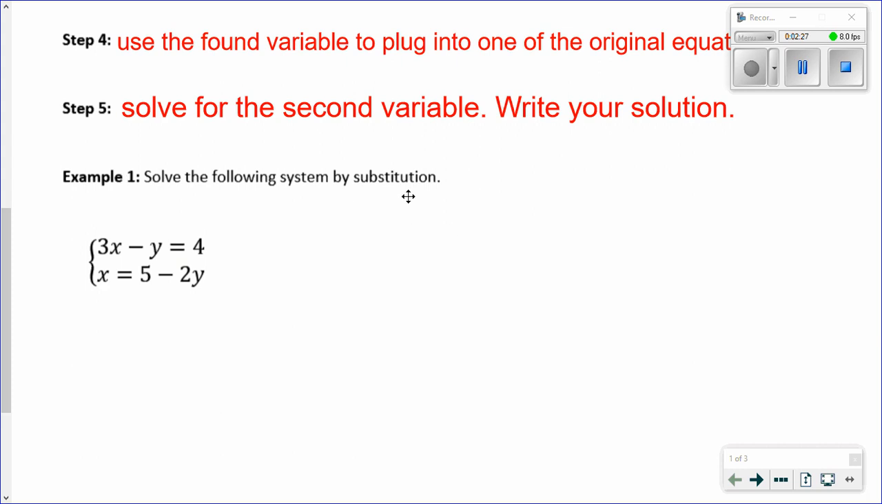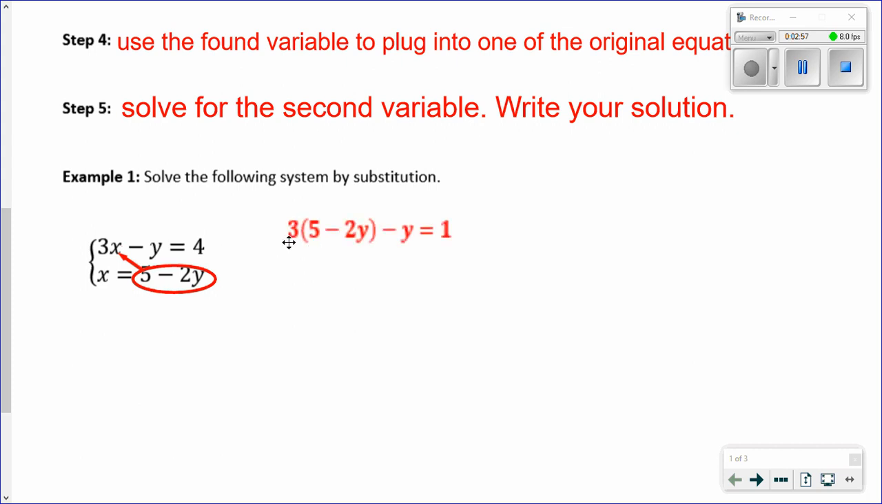So, substitution though, we are going to isolate a variable. Now this equation already has a variable by itself, so we're going to use that one. It's already isolated. Step one, done. The next thing we need to do is take what it equals, the 5 minus 2y, and we are going to plug that in for the x in this equation. So right there, we're going to plug it in. And whenever we plug something in, we're going to use our parentheses.